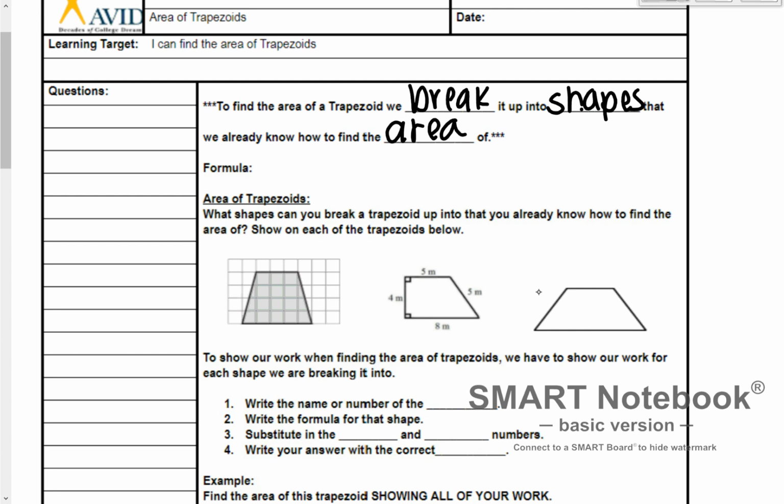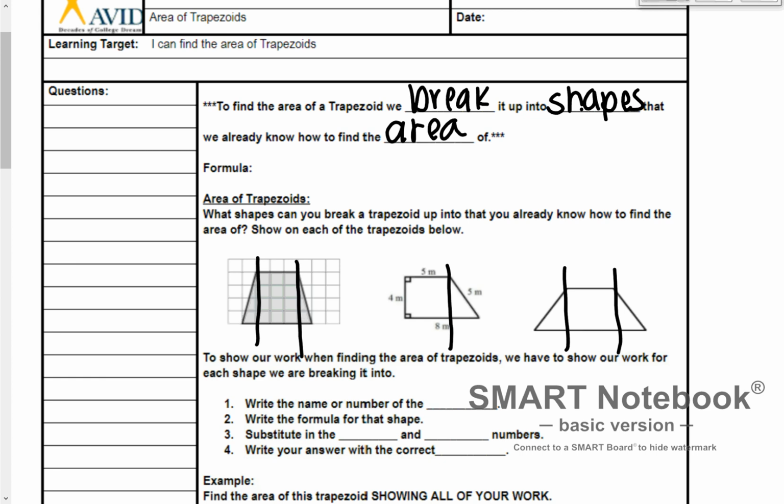Okay, so for example, I would break this one up into a rectangle and two triangles. For this one, I would break it up into a rectangle and one triangle. And then again for this one, I'd break it up into a rectangle and two triangles. Now remember, those two triangles are not always the same size, so you have to pay attention to the dimensions and the measurements that they give you.